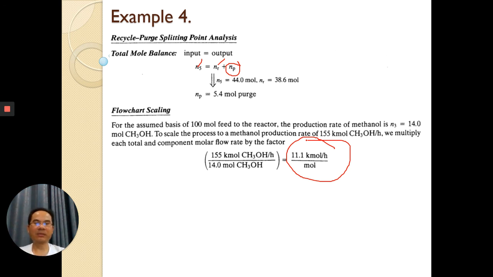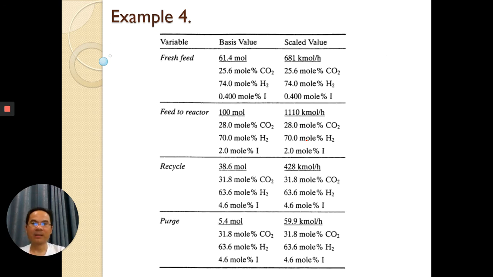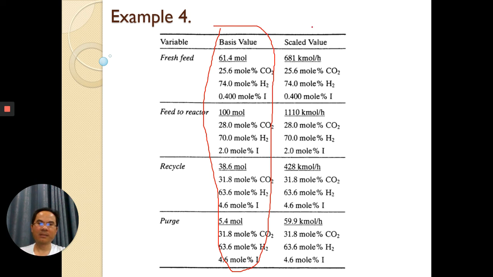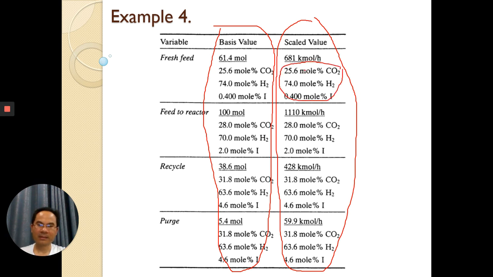Multiply N1, multiply N2, multiply the flow rates, and then you get the new values. This is based on 100 mole feed to the reactor. This is based on the production rate of methanol. You multiply this by 11.1. And the fraction is the same, you only calculate the amount. This is the feed to reactor, the total is 100 mole.